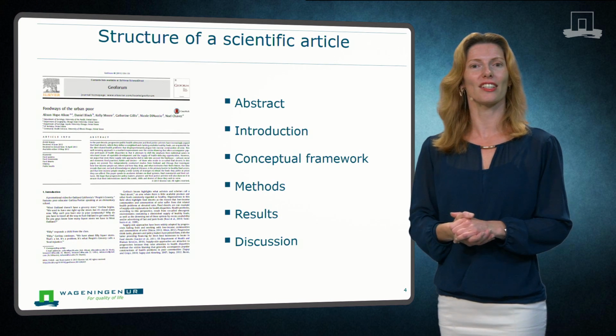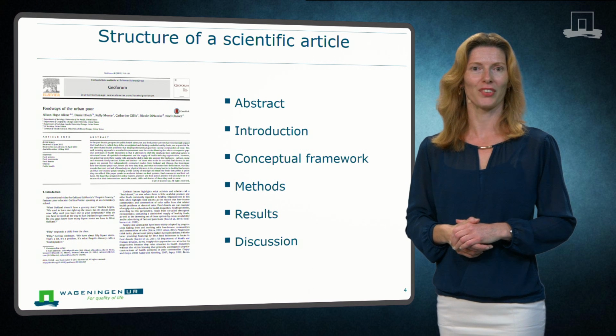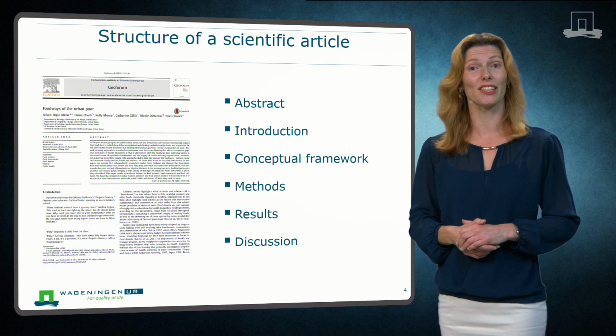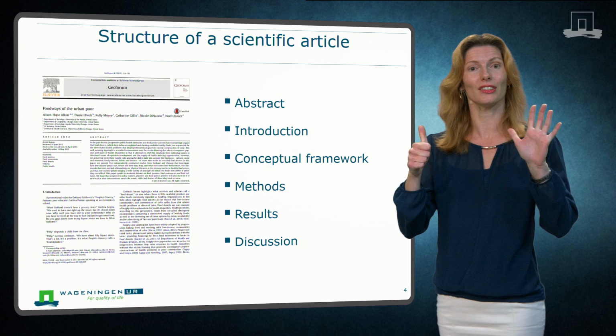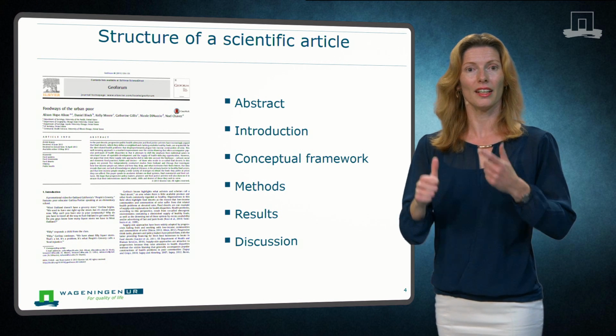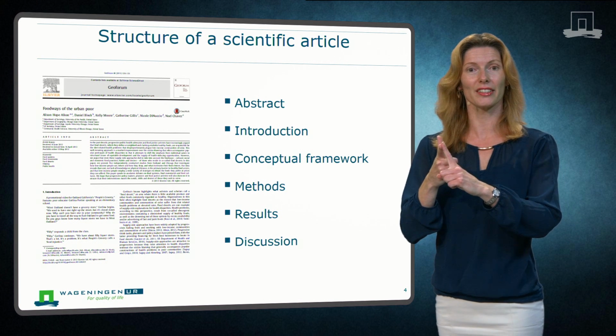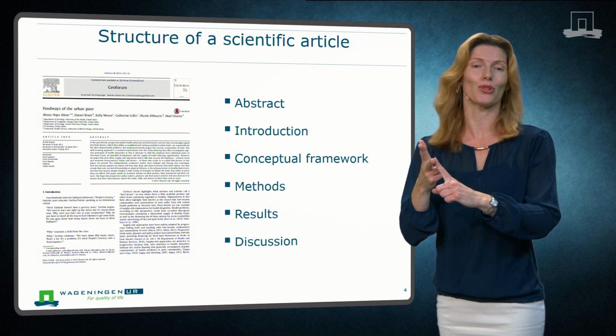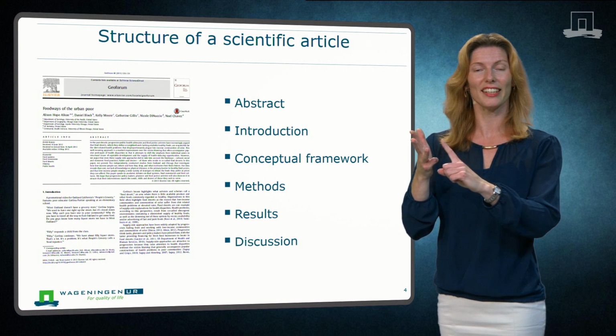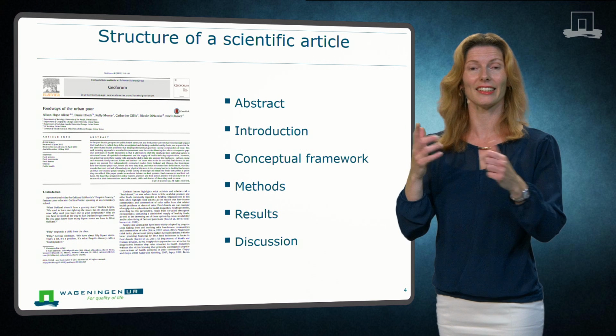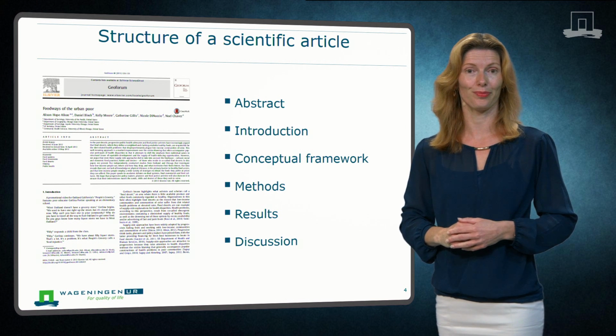Most scientific articles have a similar structure. In social sciences, scientific articles are usually divided into 6 distinct sections: the abstract, the introduction, the theoretical background, or so-called conceptual framework, the methods, the results, and the general discussion.